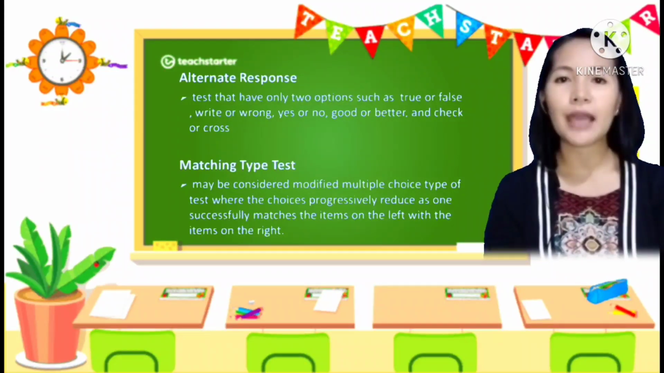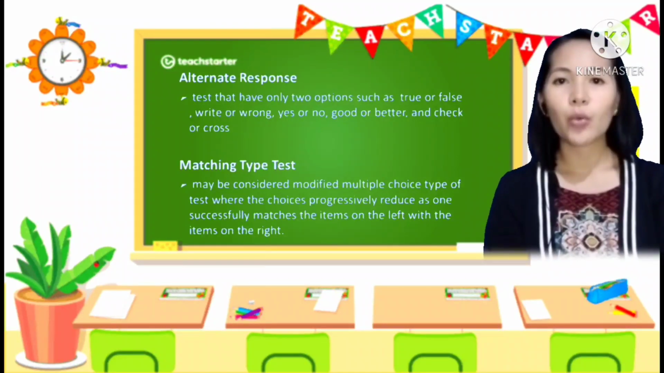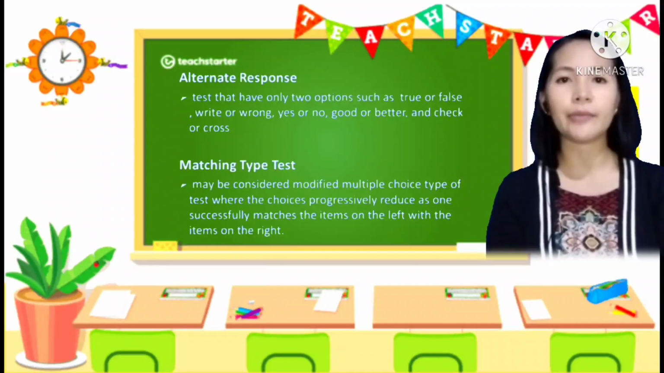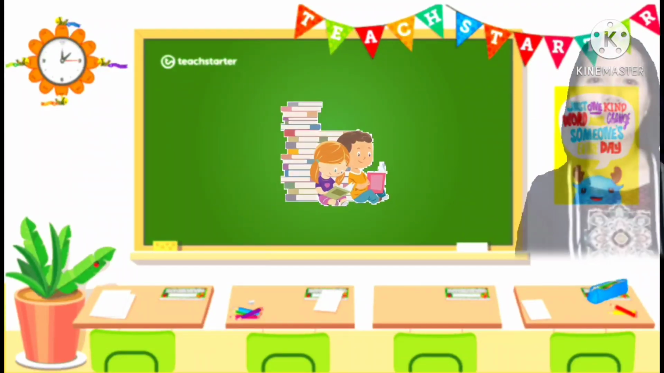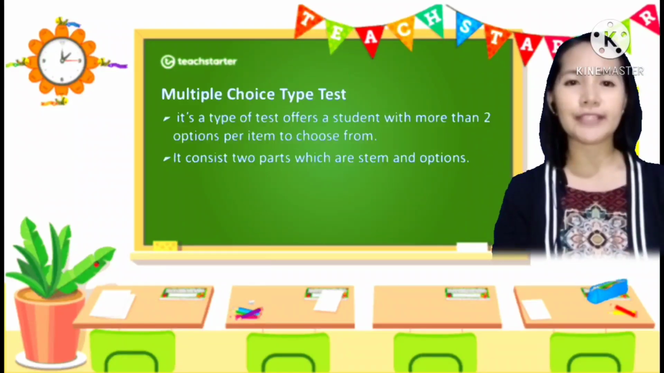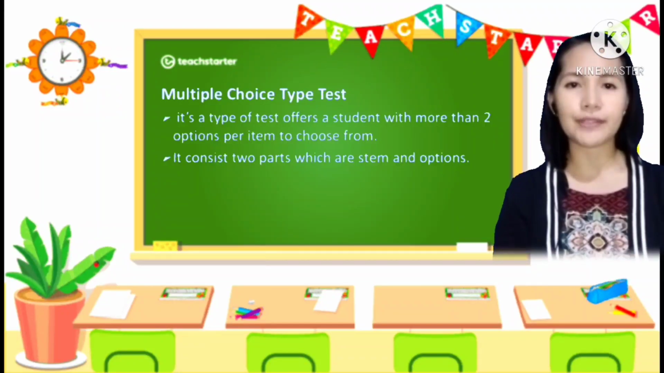The next one is matching type test. It may be considered a modified multiple choice type of test where the choices progressively reduce as one successfully matches the item on the left with the items on the right. The next one is multiple choice test. This type of test offers the students more than two options per item to choose from. It consists of two parts which are stem and options.